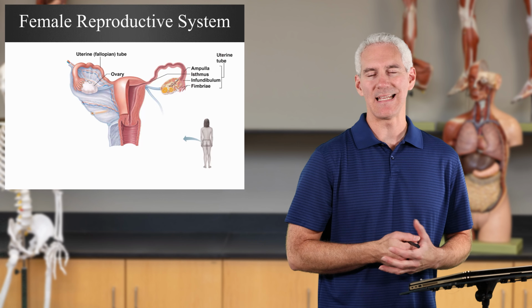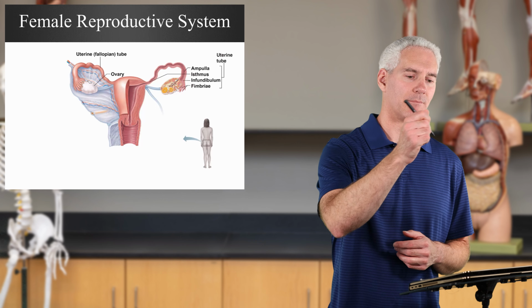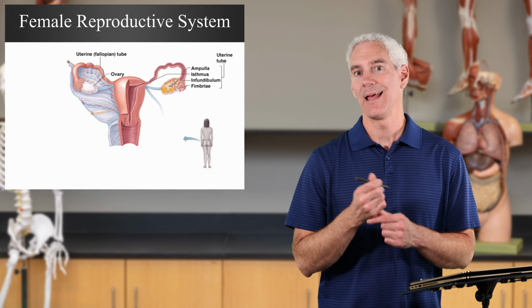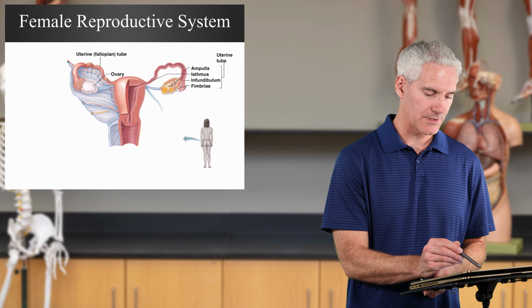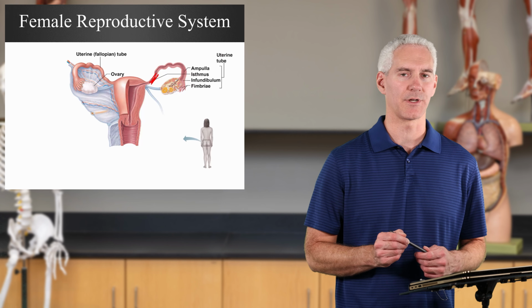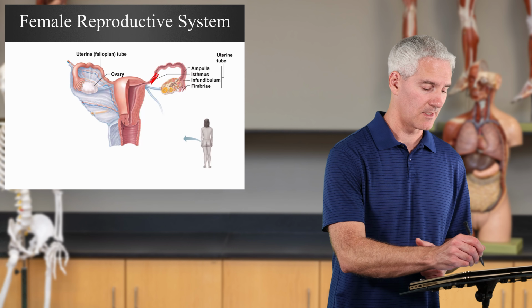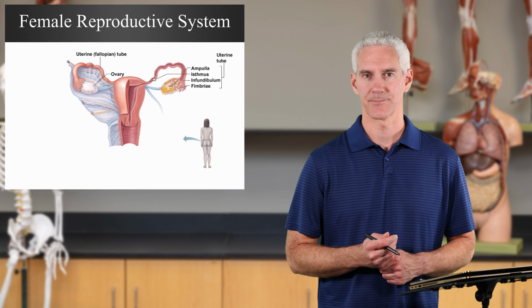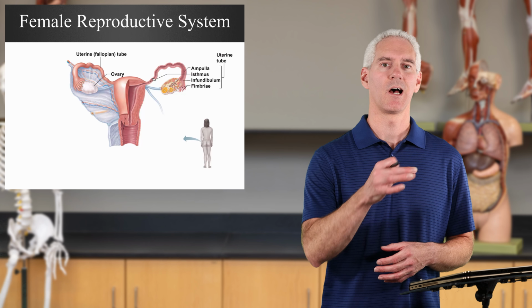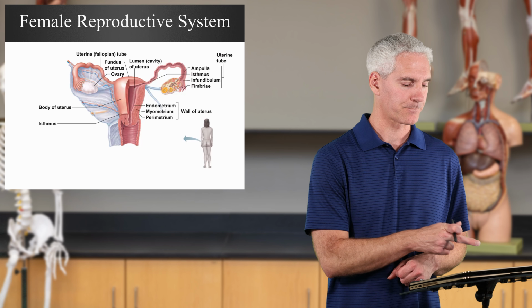From the fimbriae, you go to the infundibulum. Infundibulum region goes up to the ampulla region. Ampulla region goes all the way over to this isthmus region, which is all over here. Almost at the actual uterus. So 4 regions of the uterine tube.